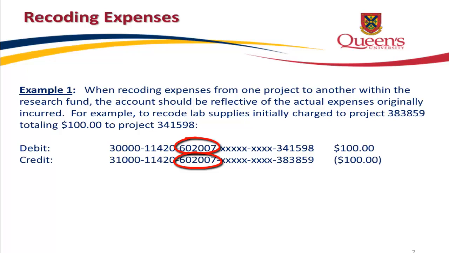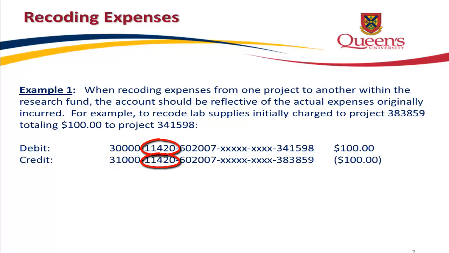In order to ensure expenses are accurately recorded in the general ledger when recoding expenses from one project to another, it is important to ensure the same account used to record the original expense is used when recoding the transaction. The fund indicated on each line is based on the related research project. For example, Project 341598 is an externally sponsored research project, therefore Fund 30,000 is used, while Project 383859 is an internally sponsored research project, therefore Fund 31,000 is used on this line of the entry.